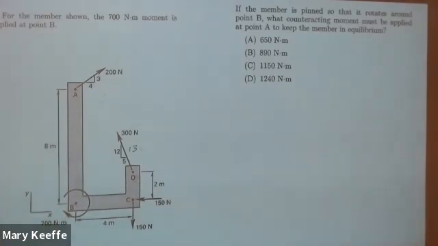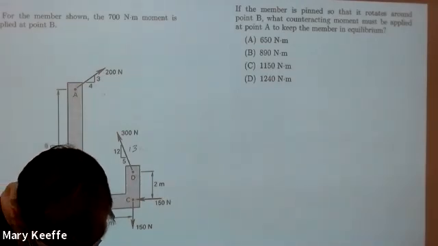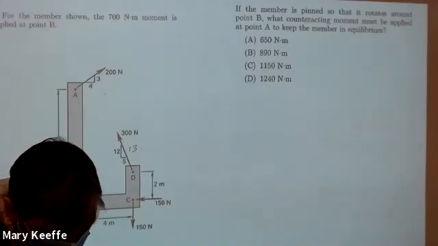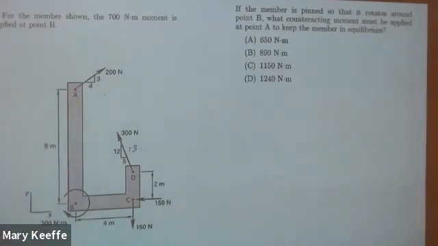And then it says what counteracting moment must be applied at point A to keep the member in equilibrium. Well, technically it doesn't even have to be at point A, it could be anywhere. We just would have to apply it. So again, what I want to do is set the moments to be 0. I picked point B, and I'm trying to think why I picked point B. Oh, I know why I picked point B.